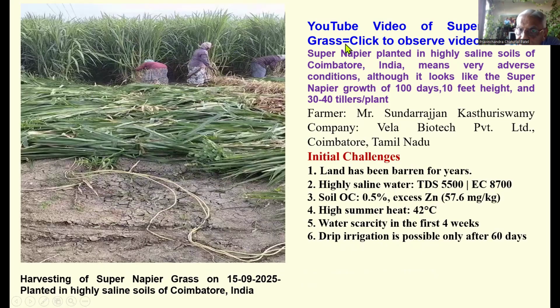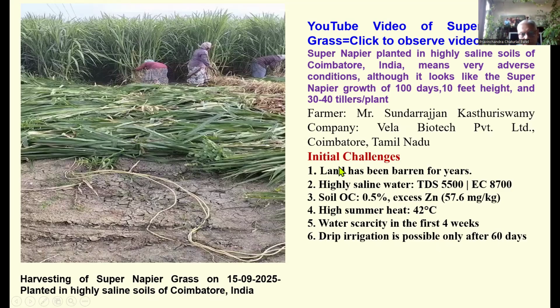and before planting the super hybrid Napier, he sent me the soil and water samples, and I gave the advice on which nutrient to apply, gypsum. So now the crop growth is 100 days. Two days back, on 15th September 2025, he harvested the super hybrid Napier grass.